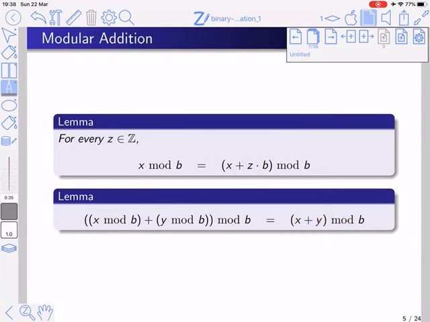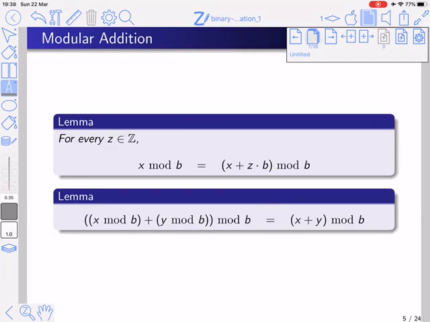The second lemma that we want to prove says as follows. Assume we want to compute the remainder of x plus y when you divide it by b. Now what you could do is you could take the remainder of x when you divide by b. You could take the remainder of y when you divide by b. You could add these remainders, and then look at the remainder that you get when you divide the sum of these remainders by b. And the lemma says that these two numbers are equal.